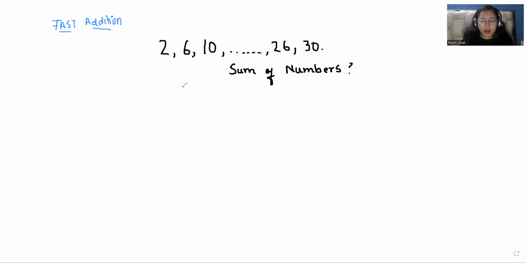So we know the formula that average is equal to sum over n. So from here, I can calculate the value of sum is equal to average times n. You know the formula for average, that is first term plus last term divided by 2. Our first term is 2, last term is 30, so 32 divided by 2 is 16.